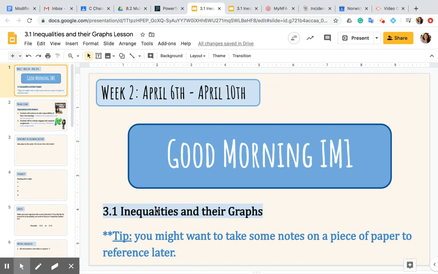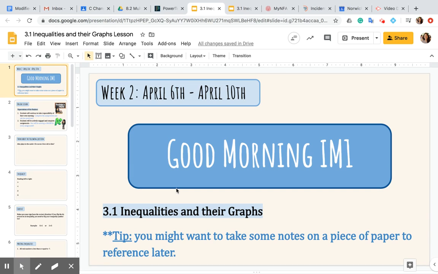We're going to be starting something new this week. This comes from section 3.1 in the textbook. It might be a good idea to write some of this down on a piece of paper so you can look at it later, or if you want to practice as I go. I'll also upload these notes as a PDF to Google Classroom.